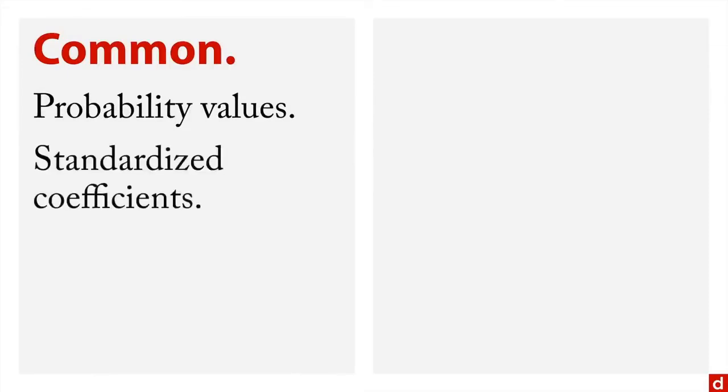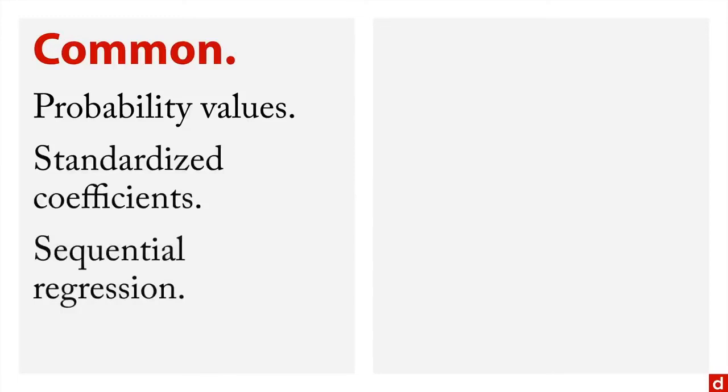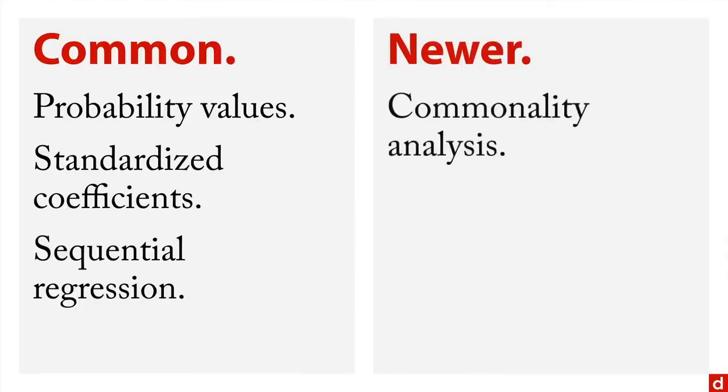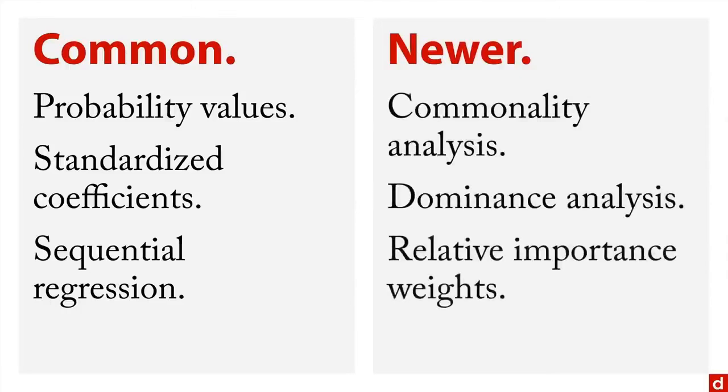Now, there's a few ways of dealing with this. Some of these are pretty common. So for instance, there's the practice of looking at probability values in regression equations. There are standardized coefficients, and there's variations on sequential regression. There are also newer procedures for dealing with the disentanglement of the association between the predictors. There's something called commonality analysis, there's dominance analysis, and there are relative importance weights. Of course, there are many other choices in both the common and the newer, but these are a few that are worth taking a special look at.